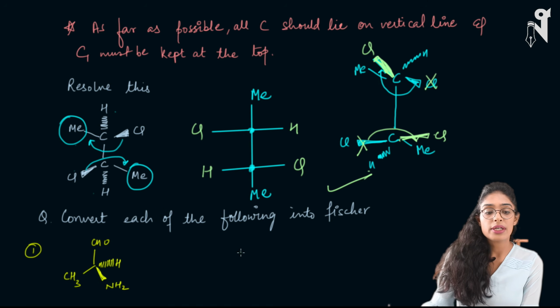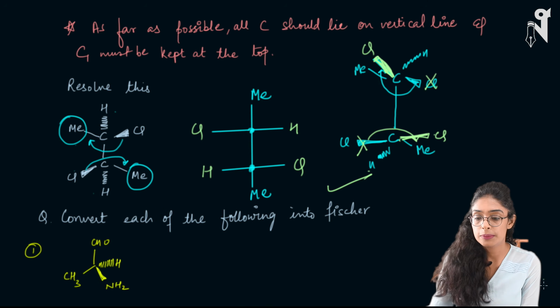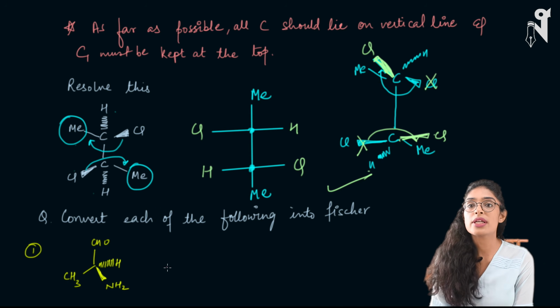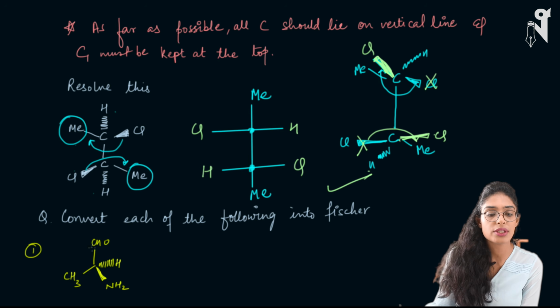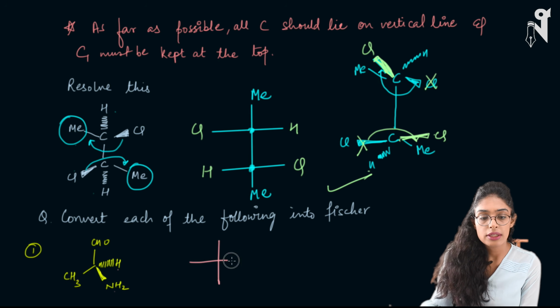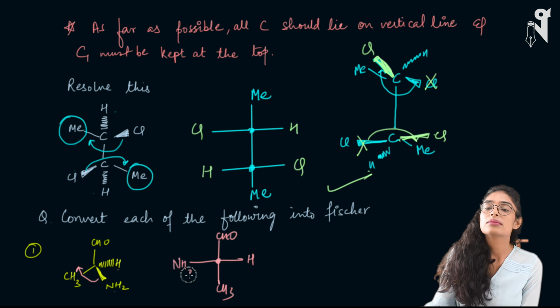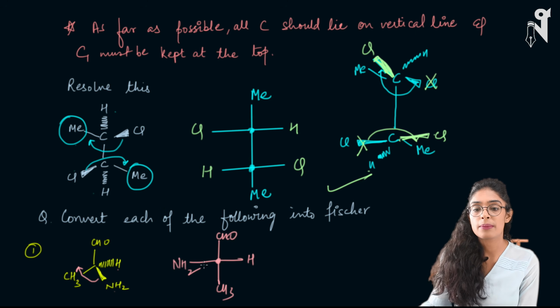Now let's try other questions as well. Very quickly, I'll explain the first two questions, and the rest you will try on your own, and then we will discuss the answers. The first question is CHO here, CH3 here, hydrogen and NH2. First of all, draw the line. This is the chiral center. Here CHO, here CH3, and then we move the NH2 here so that the bond gets open. So hydrogen is here and NH2 is here. Done, the Fischer projection.